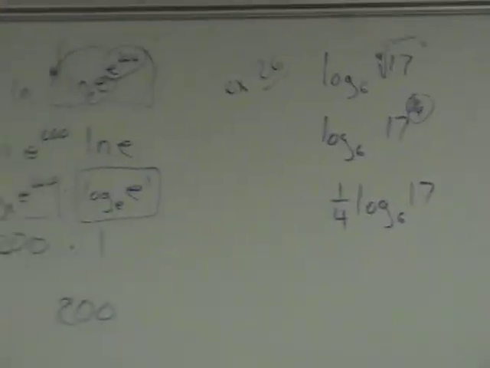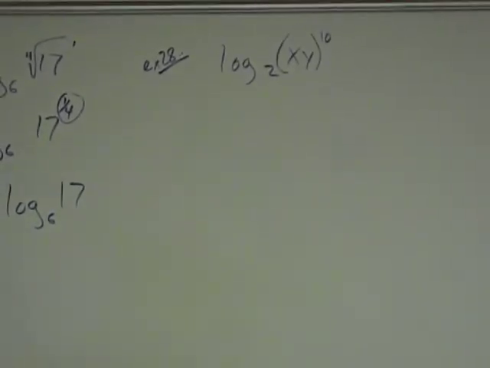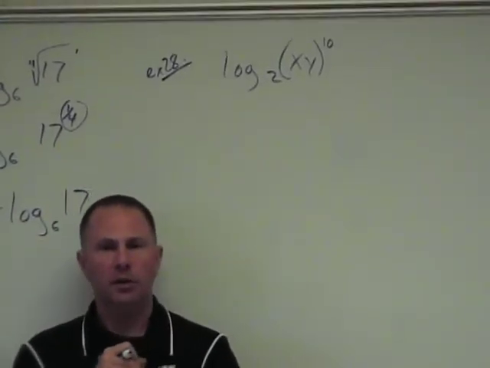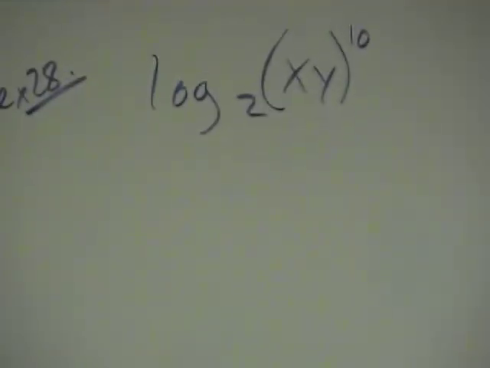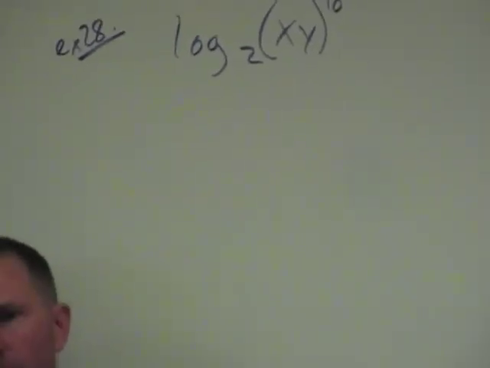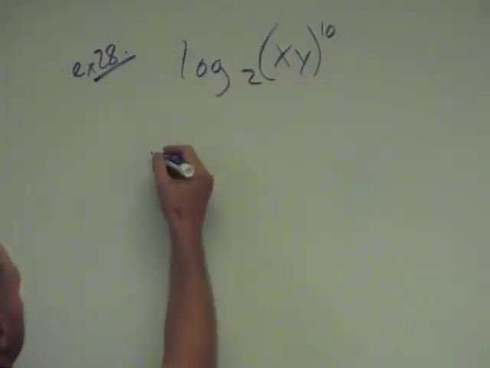Two things, two of the laws that you're going to use to manipulate this. What do you think you're going to do first? The exponent on the outside. Let's get rid of the exponent. Let's put the 10 in the front.